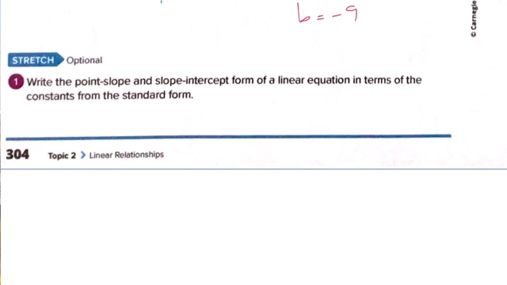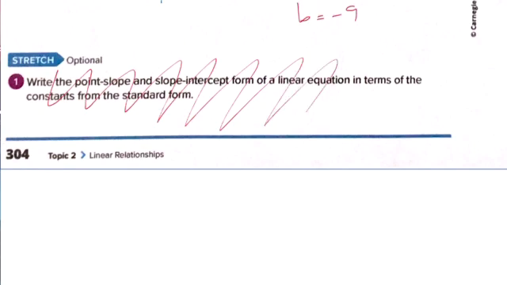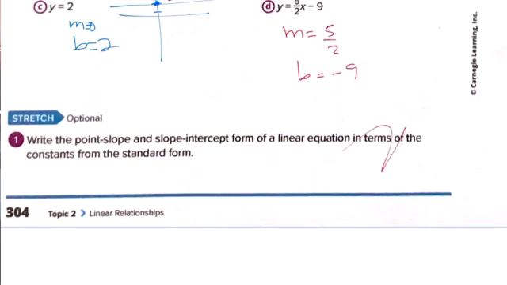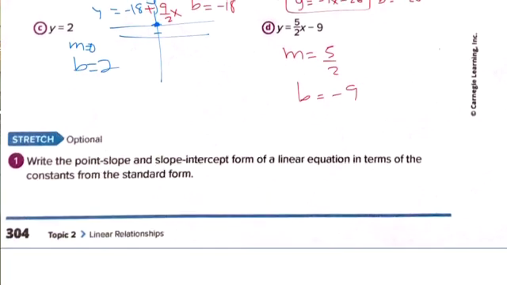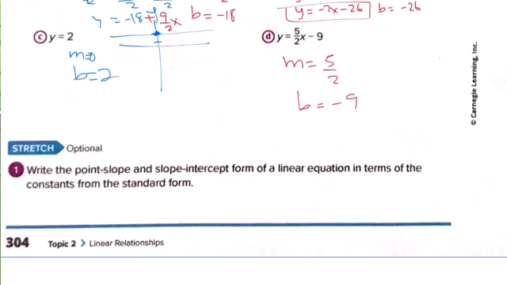Right, the point-slope and slope-intercept form of a line in terms of the constant from the standard form. I need to think about that. Why? I don't think you had to do this though. I think on yours, did I mark it off? I need to think about that one. But anyways, if I didn't mark it off, I am now.